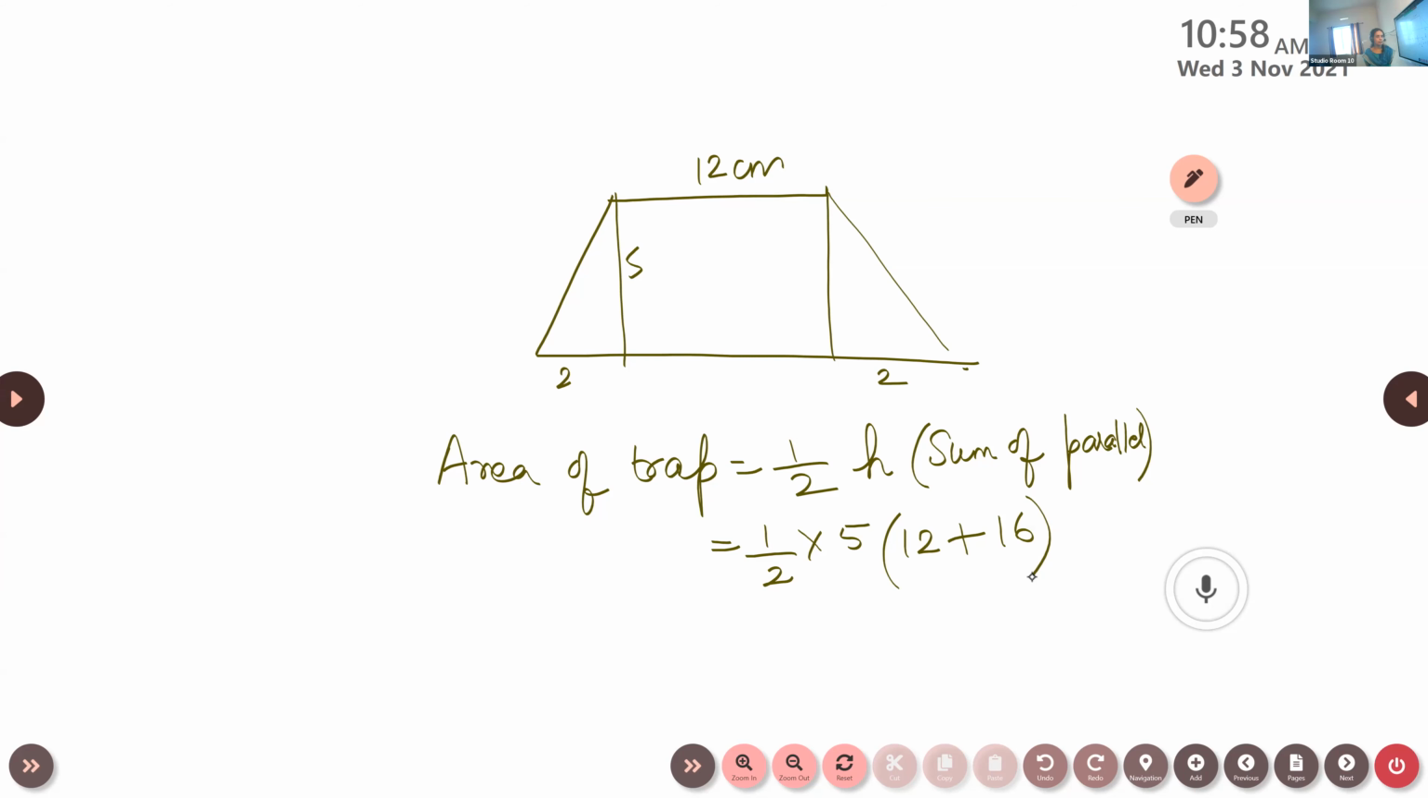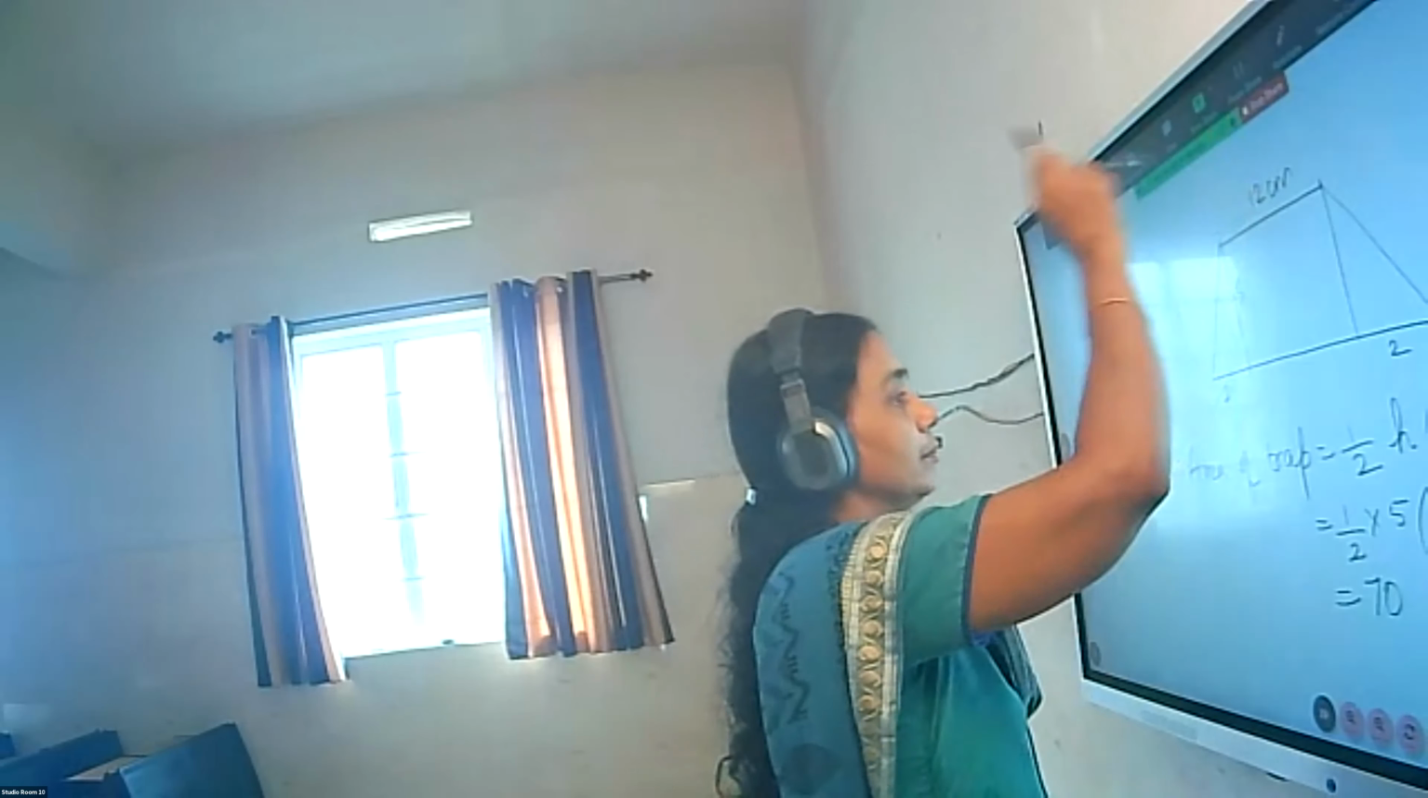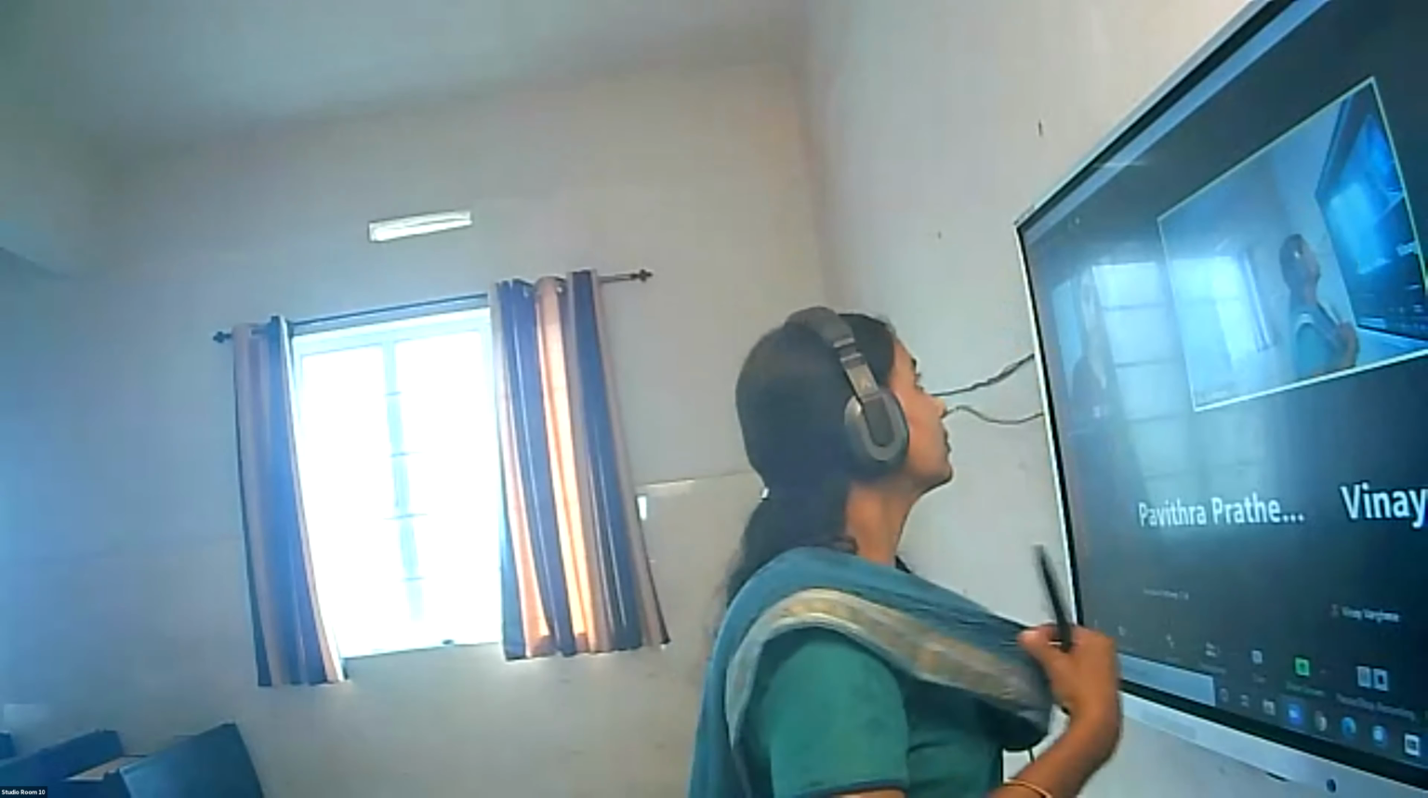So what is the answer, children? Pranav? 70. Yes, 70 centimeter square. Is it okay, Pavitra? Yes, ma'am.